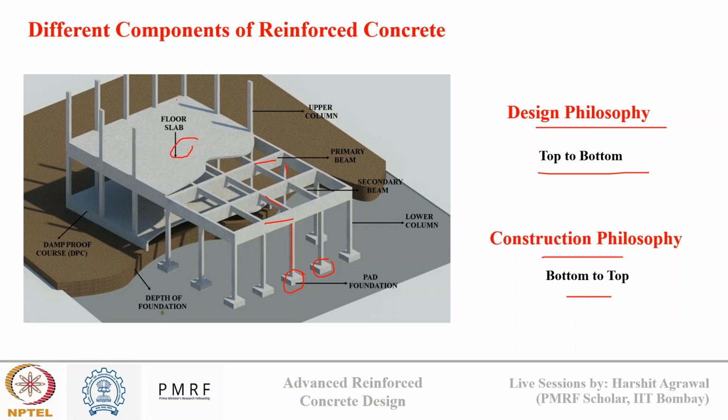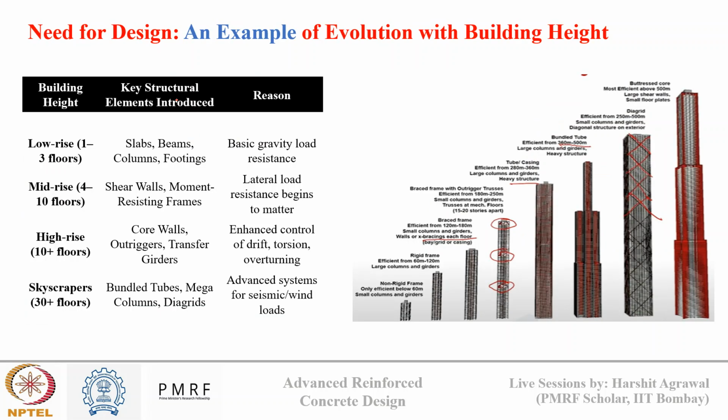Now, why is design important, and why are we focusing so much on it? We can understand this from the evolution of building design with increasing height, as you saw in the NPTEL session. For low rise buildings, like 1 to 3 floor buildings, the key structural elements are slabs, beams, columns, and footing, because only basic gravity loads and live loads act on the building.